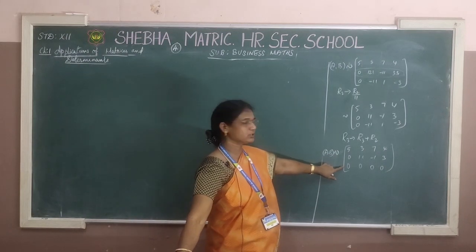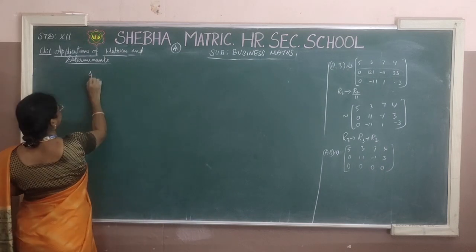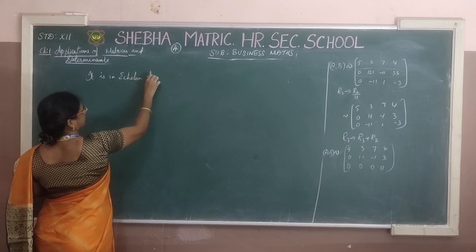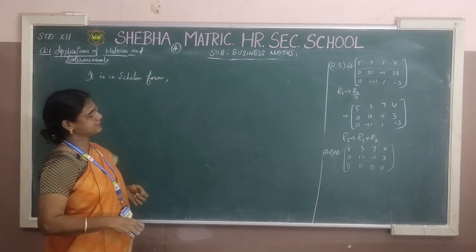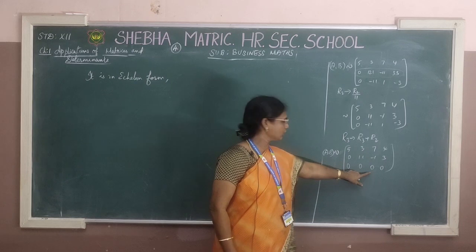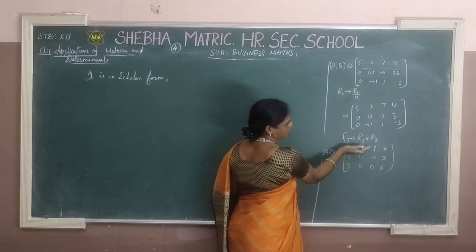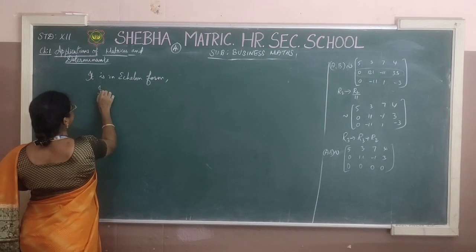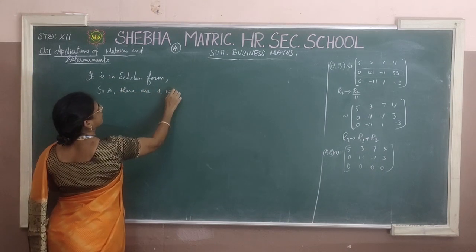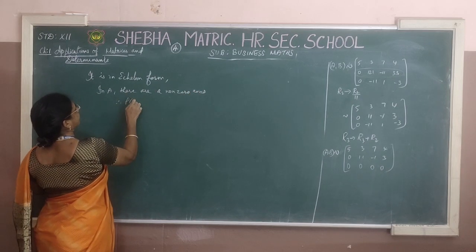So all the elements in the third row are 0. Okay, so it is in echelon form. Next, consider the first three columns. This is our A matrix. In these first three columns, there are two non-zero rows, isn't it? In A, there are two non-zero rows. So our rank of A is 2.